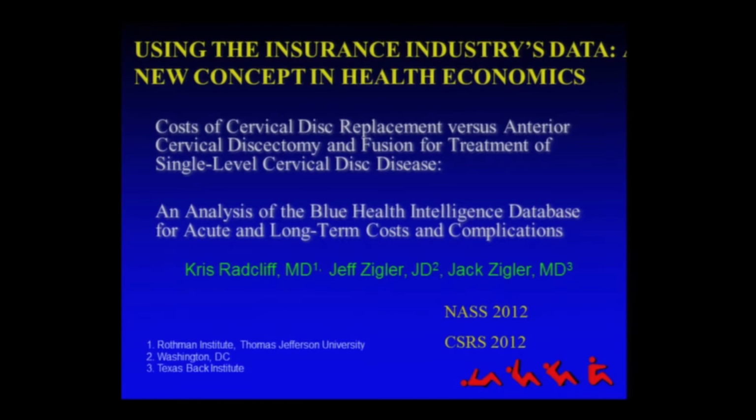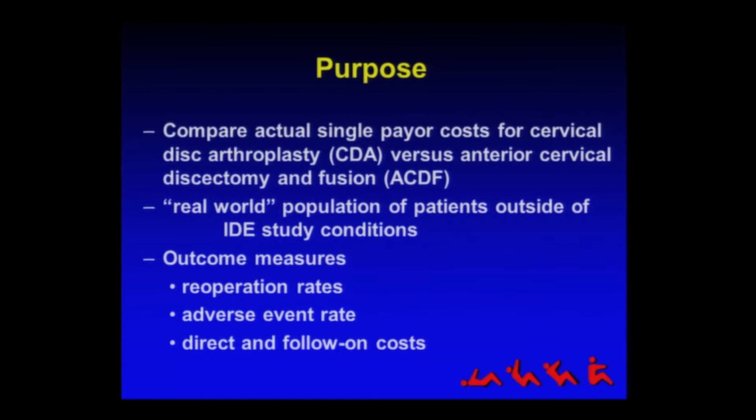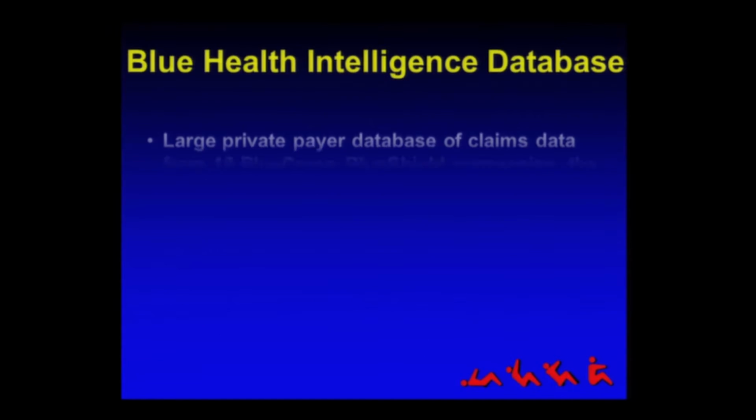And this is the last paper that I'll show you. This one, actually, we're going to present at CSRS next month. And this is a paper that does something a little bit different. It looks at actual single-payer costs. It looks at the Blue Cross costs for patients who had surgery for single-level disease. And it's a real-world study because it's looking at real-life patients after approval of arthroplasty and compares just what a single payer actually laid out.